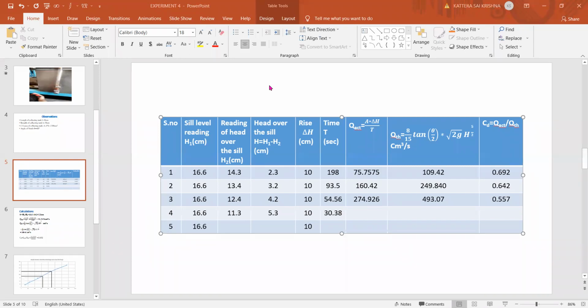Q actual is 1500 into 10 divided by 30.38. You'll get this value. 493.74. Okay. Who said this? Okay, 303. Right. Thank you. Next, Q theoretical. Calculate it.